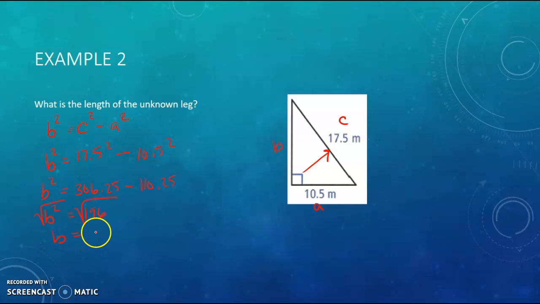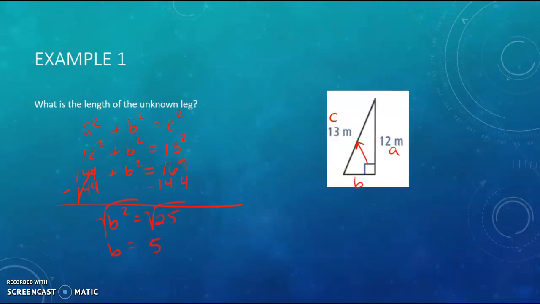So then b will equal 14 because the square root of 196 is 14. So we did the same thing, it's just I started off with a different form. So again, if we go back to the one before, here I have a squared plus b squared equals c squared. And after we evaluate, then I subtract over.